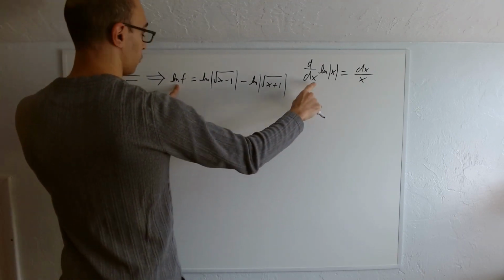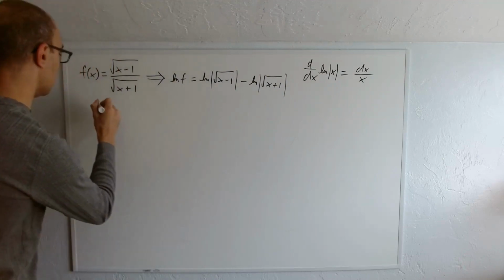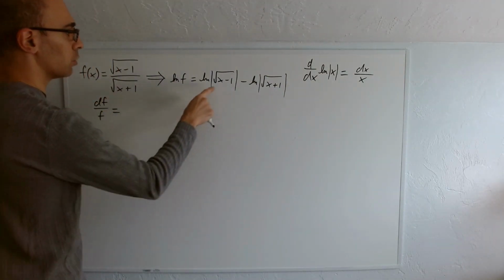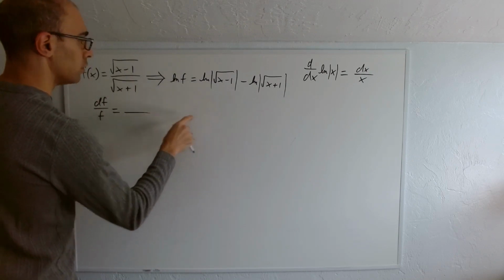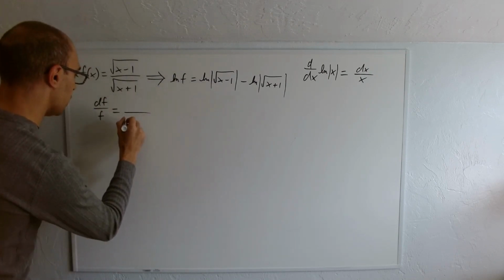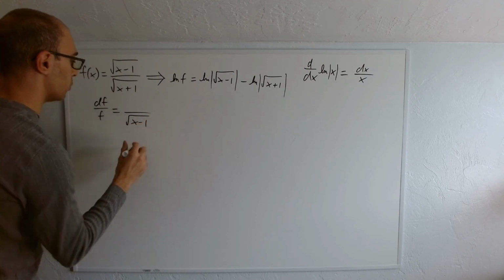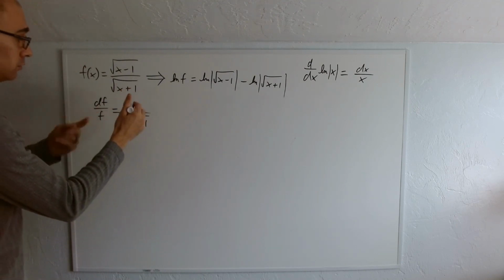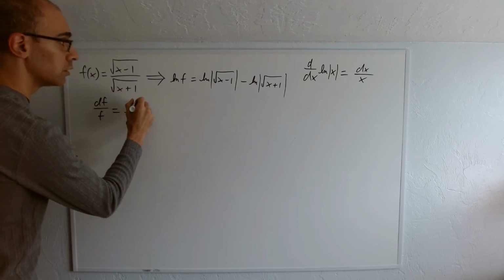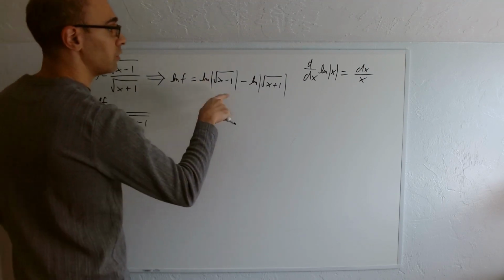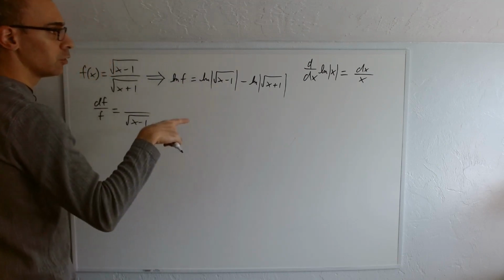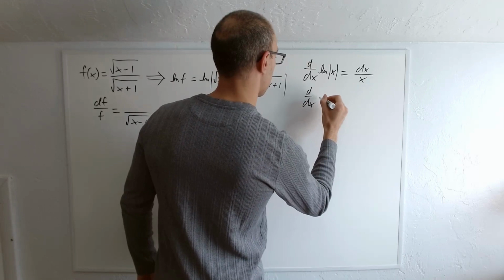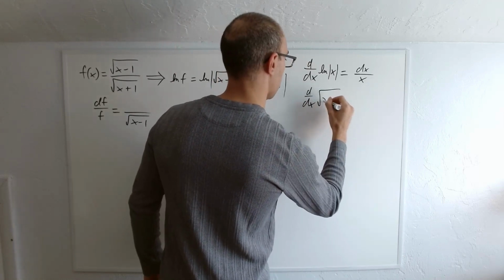So differentiating with respect to f the natural log of f, we're going to get df over f equals, now this is just going to go in the denominator, so square root x minus 1. Now we take the derivative of what's inside here, we take the derivative of this whole piece, which we remember from last time. I'm not going to redo that. I'm just going to write it out here.